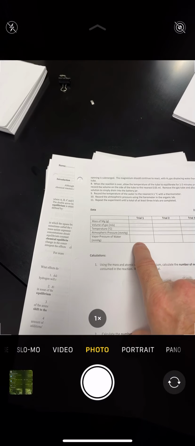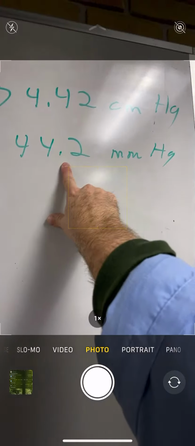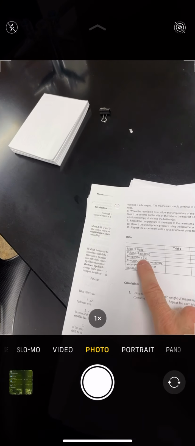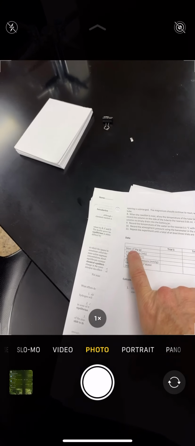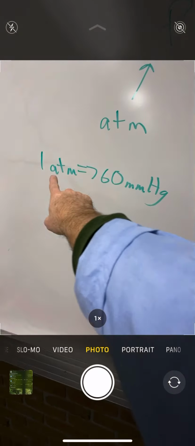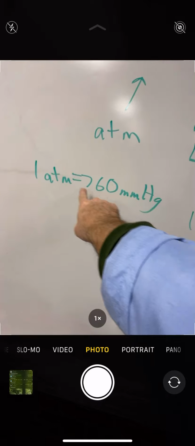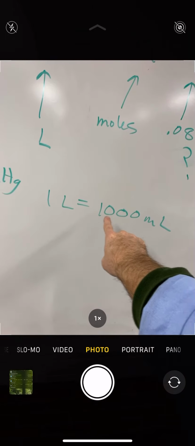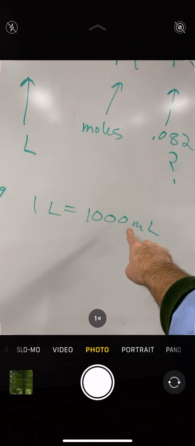You're going to use that in the calculator. So far we've got 744.2 millimeters of mercury for atmospheric pressure, and vapor pressure is 15.3. We also need the temperature, volume, and gas. Pressure has to be in atmospheres, right? So use this conversion. You're going to have to change your millimeters of mercury to atmosphere. Volume has to be in liters, so you got to use this conversion. 1 liter is 1,000 milliliters.